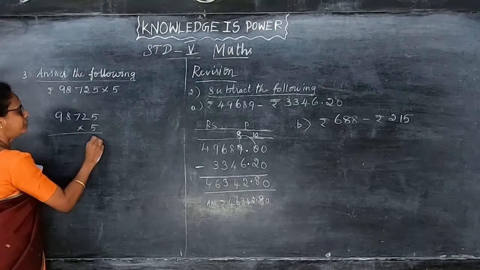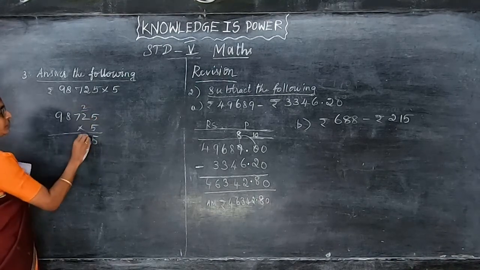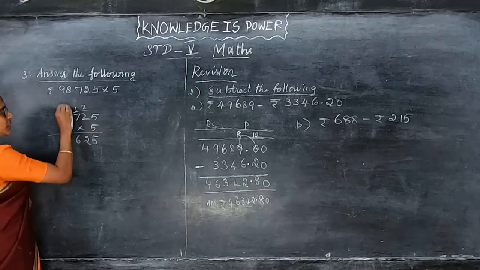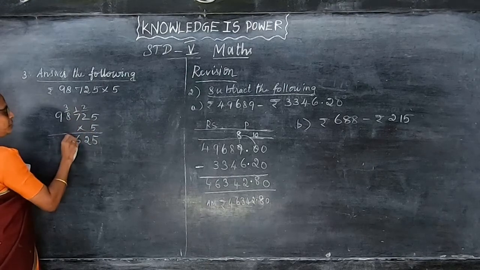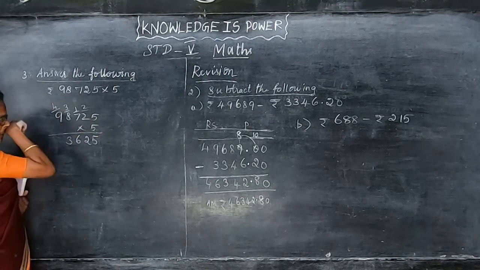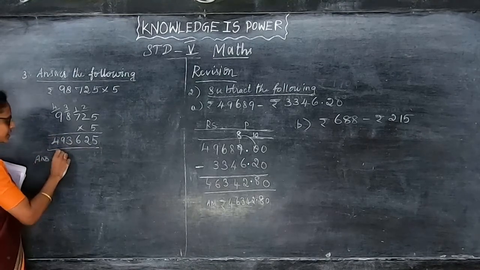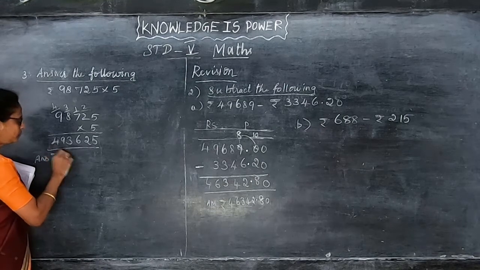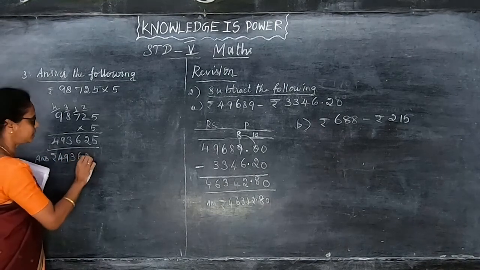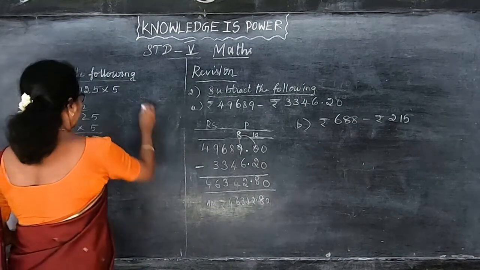So 5 5s are 25, carry over 2. 5 2s are 10 plus 2, 12, carry over 1. 5 7s are 35 plus 1, 36. 5 8s are 40 plus 3, 43, carry over 4. 5 9s are 45 plus 4, 49. So this is the answer. Answer is rupees 49,493 rupees 625. Okay. So one sum only I gave.